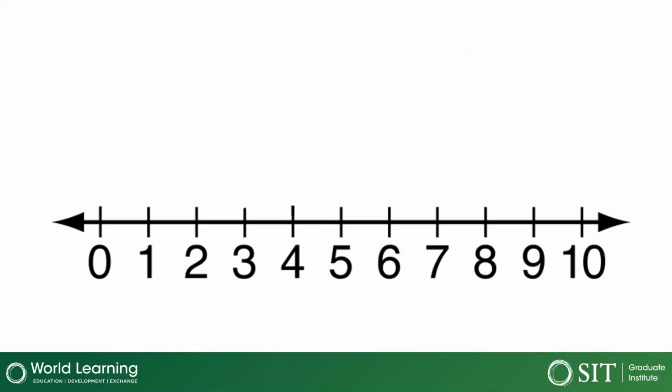You can also use number lines to solve addition problems. So for example, if we're trying to solve 3 plus 4, we can put a small dot or a counter on 3, and we can move it over 4 units. So then the answer is 7. So the number line can also be used that way.